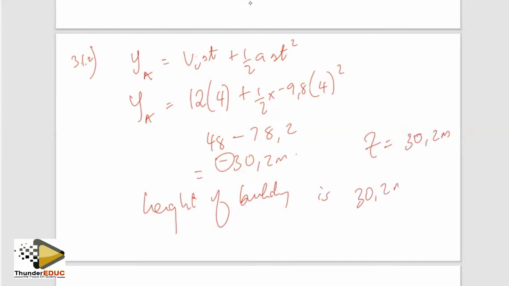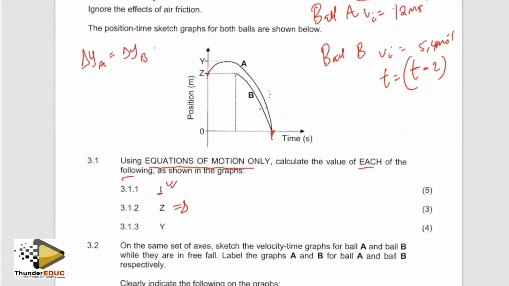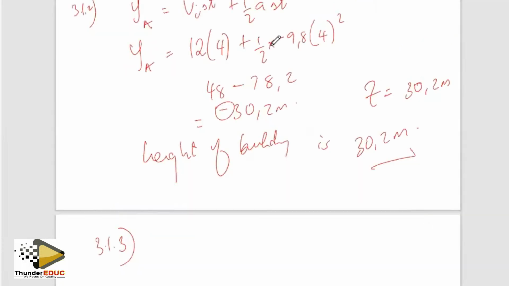It's 30,2 meters. All right, then 3.1.3. They want us to get Y. Y is just the maximum height reached by ball A from the ground. So I can get the maximum height from the point of projection, and then the answer I get, I'll have to add what I obtained in 3.1.2.